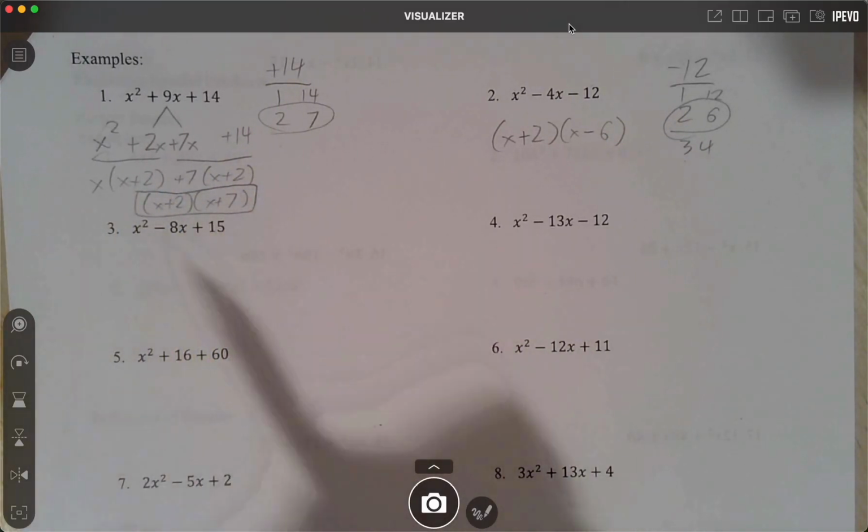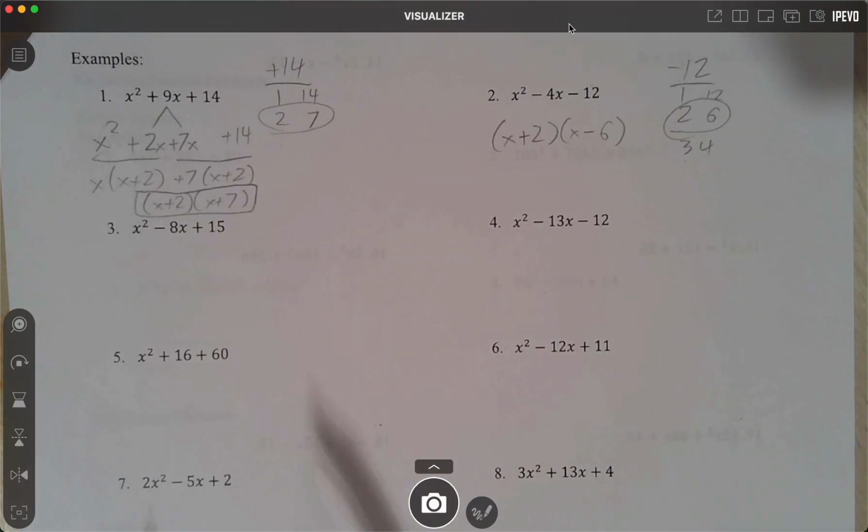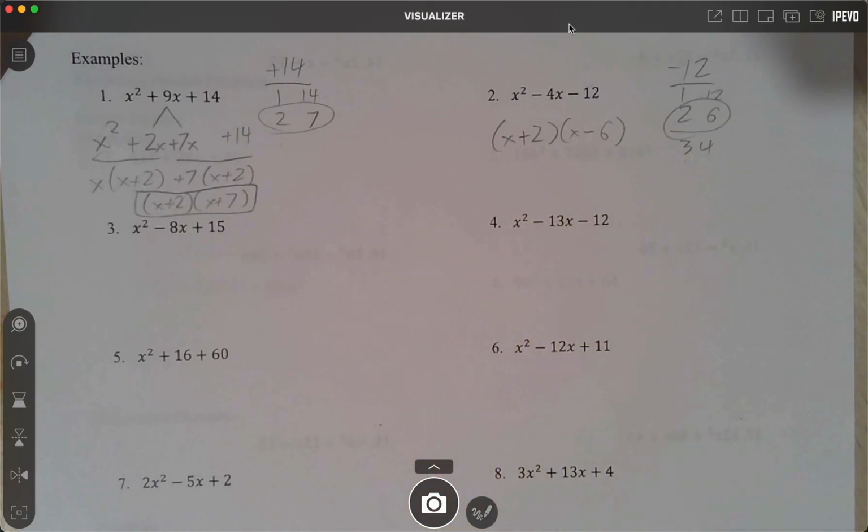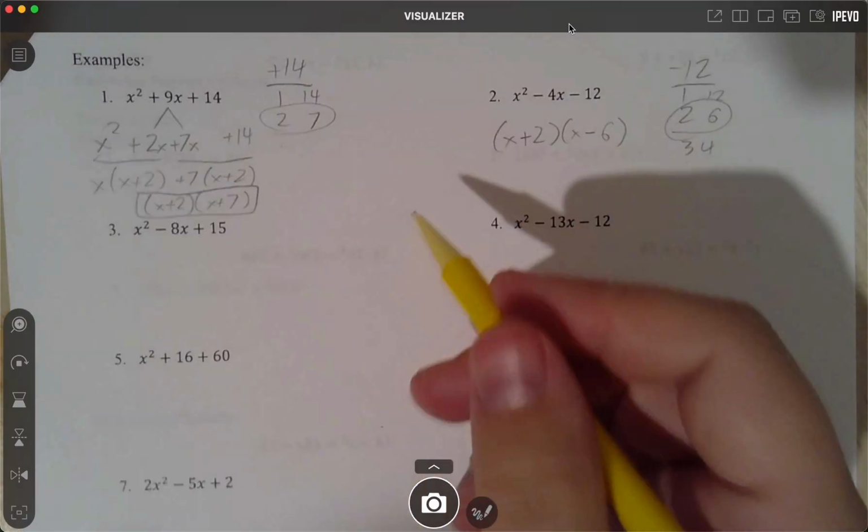You do, from the foiling and combining like terms, make a 9x in the middle and get your 14. Refoil this out, because now I didn't show you the by grouping process, but it is true that you will foil this out, and by combining like terms you will have a negative 4x and a negative 12 at the end. We're going to move faster though.